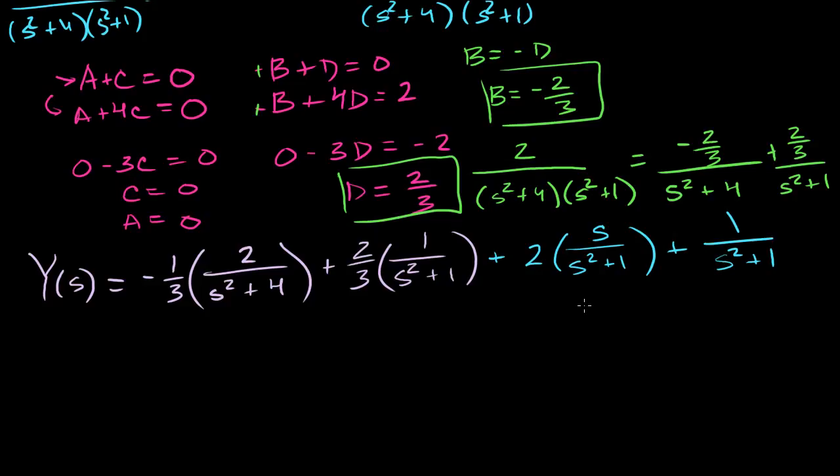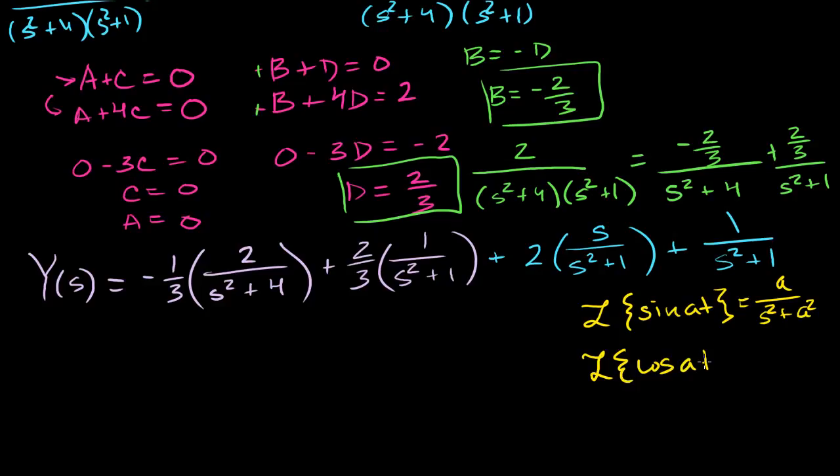Let me just write, just to remember the Laplace transform. This is going to be sine of 2t. Well, let me just write, just so we have it here, so I'm not doing some type of voodoo. The Laplace transform of sine of at is equal to a over s squared plus a squared. And the Laplace transform of cosine of at is equal to s over s squared plus a squared. Let's just remember those two things when we take the inverse Laplace transform of both sides of this equation.